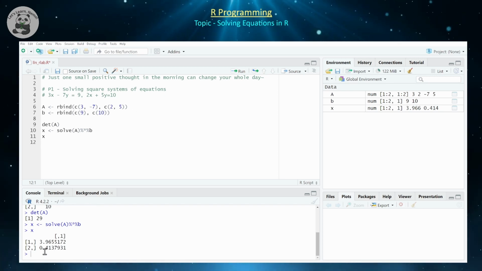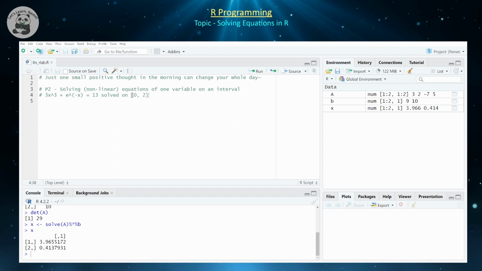So if you substitute 3.96 for x and 0.41 for y in both of these equations, you should get approximately 9 and 10, respectively, for both of those equations, and therefore this is the numerical solution to that particular matrix equation. The next problem we want to look at is one that several of you are probably already familiar with, at least in the basic sense, and that's solving equations of one variable, particularly on some interval, especially if you have infinitely many solutions.